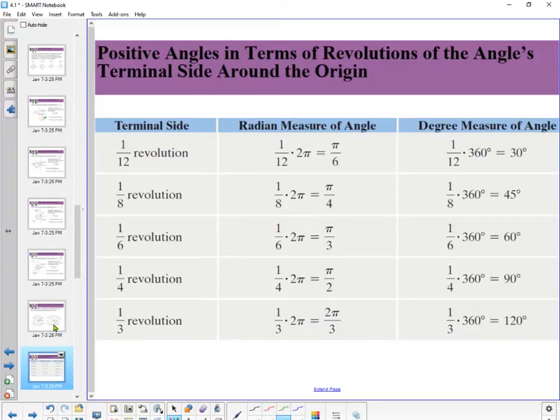Positive angles in terms of revolutions. Kind of should make sense to you, right? If you want to write this down, you can snap a picture if you want to have this chart. If you do a full revolution, how far did you travel? 360 degrees. In radians? 2 pi. And then if you're doing any portion of that, all you're really doing is multiplying that portion revolution by 2 pi. It's kind of like taking, remember that percentage formula? How do you find 10% of 50? You multiply them. That's what we're doing. So don't let that scare you.